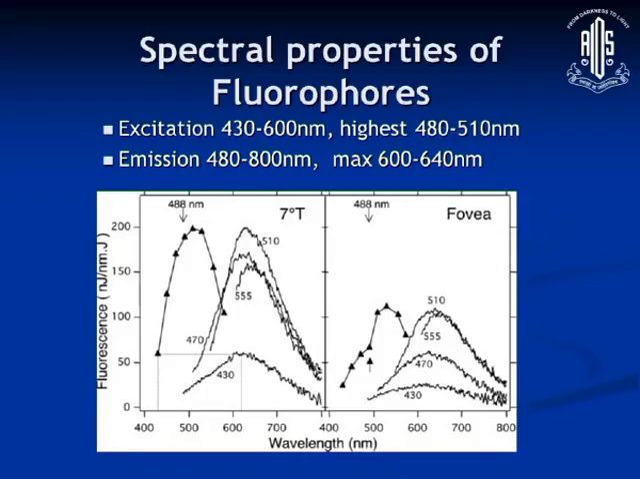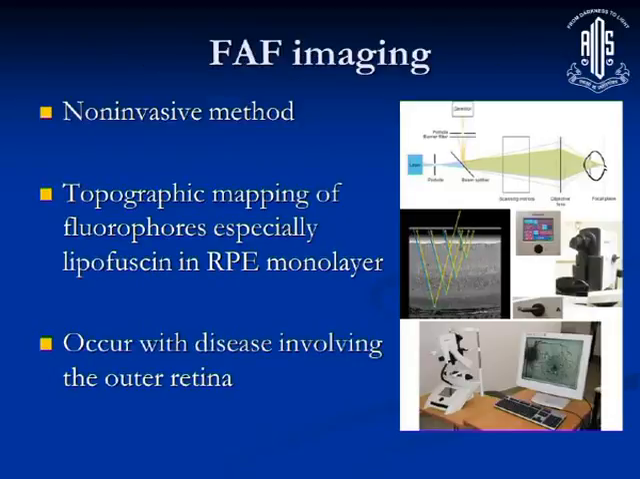What we do is we try to initially examine the spectral properties of these fluorophores. It has been seen that they have a highest excitation spectrum around 480 to 510 nanometers, and they usually emit at 600 to 640 nanometers. Now, when these fluorophores are imaged, the image that we have is basically fundus autofluorescence.